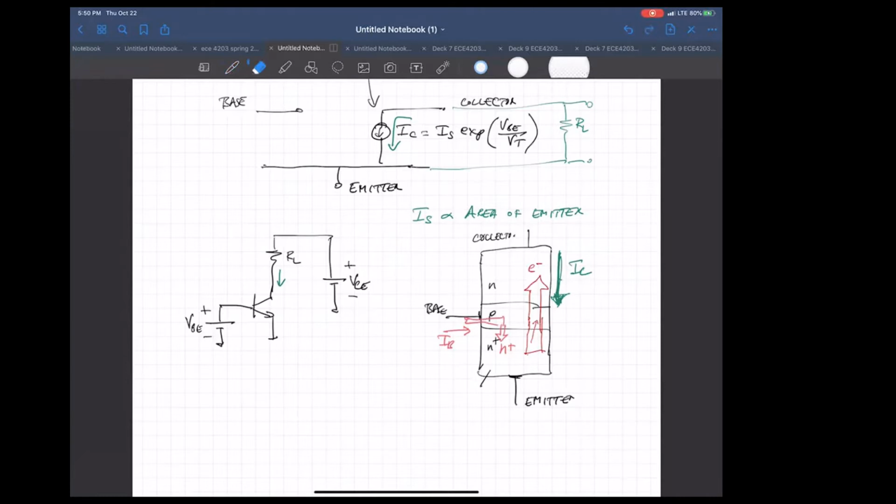It's going into the base and into the emitter. So the base current is going in this way, and the collector current is coming in this way.